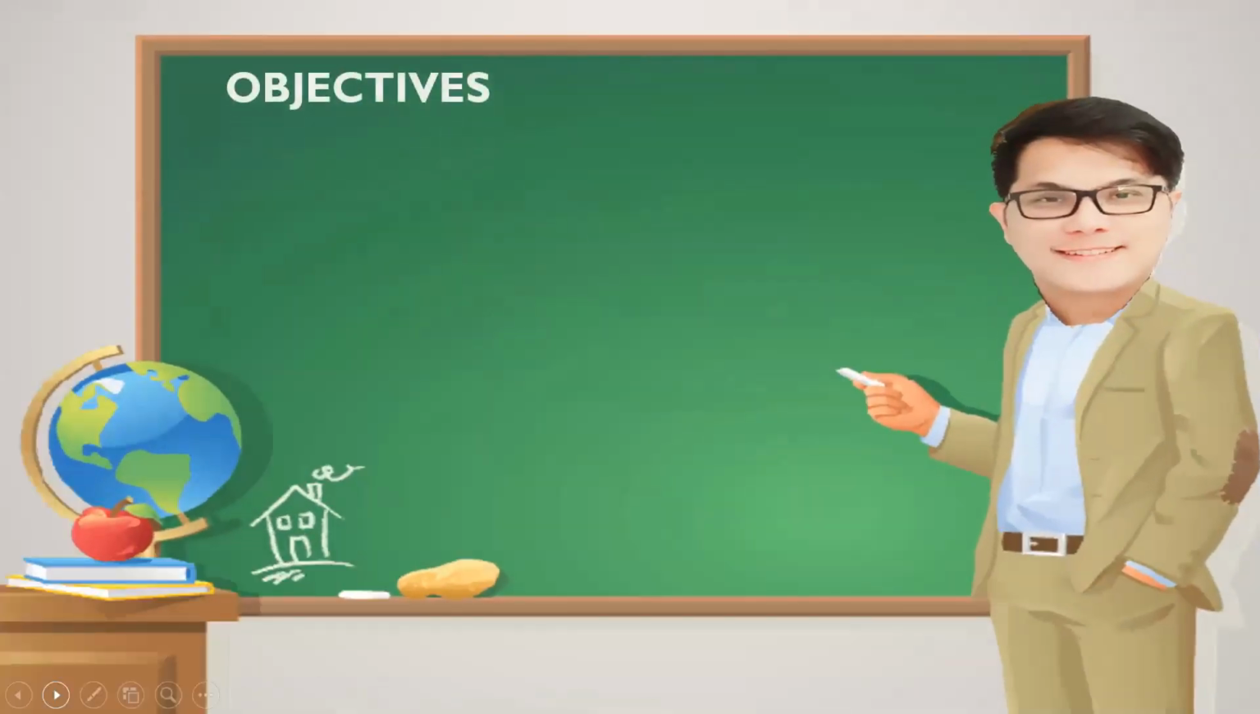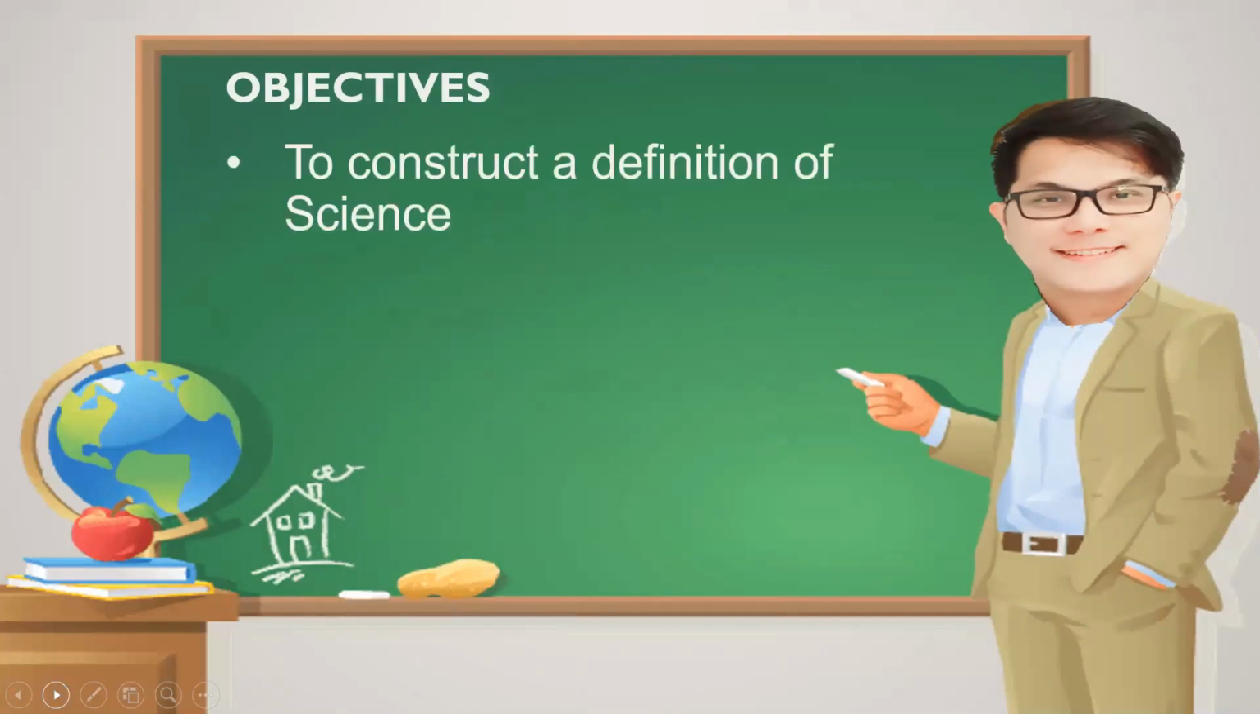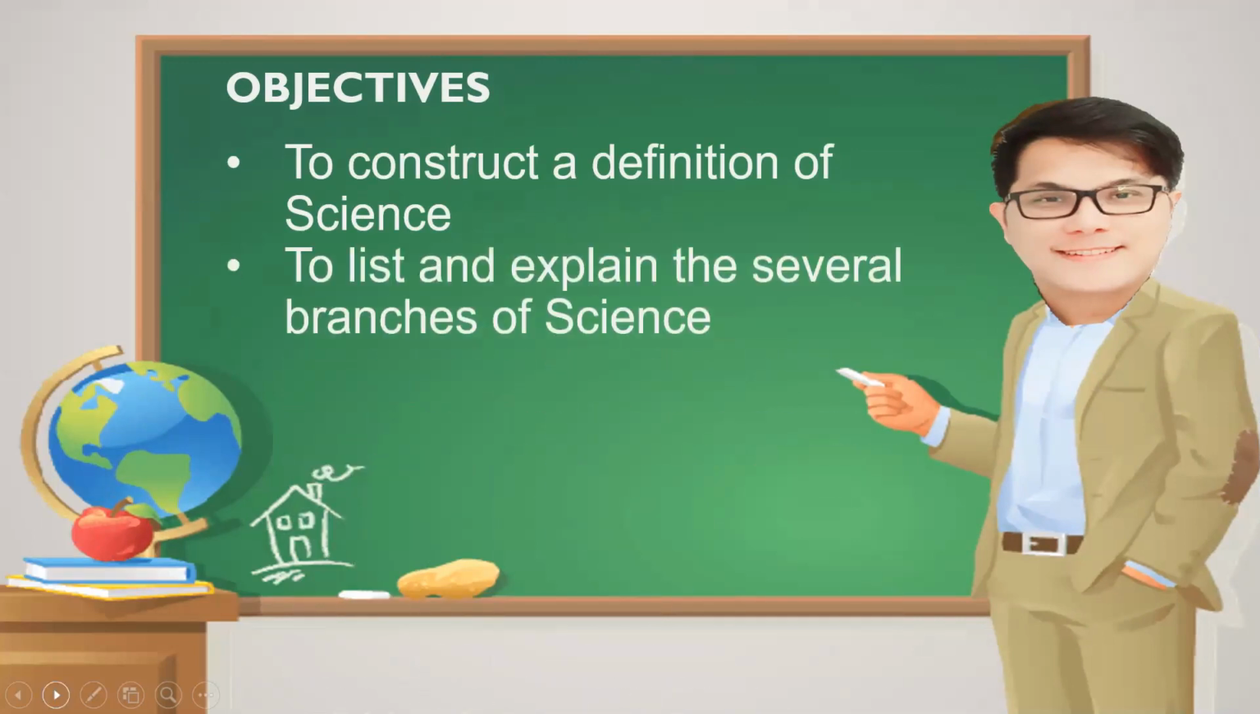Let's begin with our objectives: to construct a definition of science and to list and explain the several branches of science.